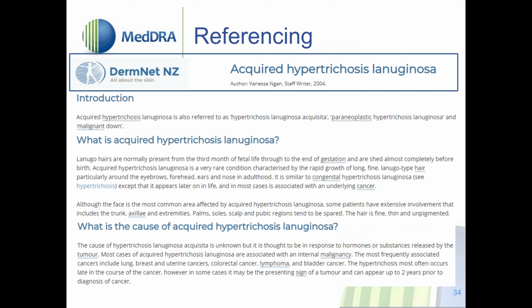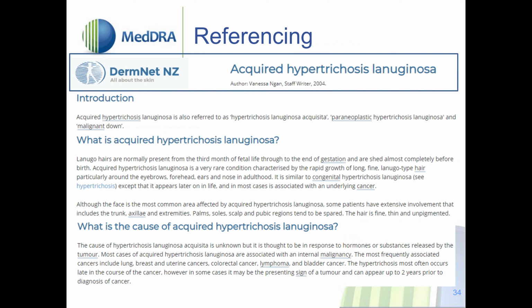So referencing, we found this article that explained it. Malignant down is a synonym, or a more colloquial expression, I suppose, for a condition called acquired hypertrichosis lanuginosa. And this is also referred to as hypertrichosis lanuginosa acquisita, paraneoplastic hypertrichosis lanuginosa, or malignant down. So they're all synonyms. And again, we can see here the word paraneoplastic should jump out at you. This is another complication of having a cancer.